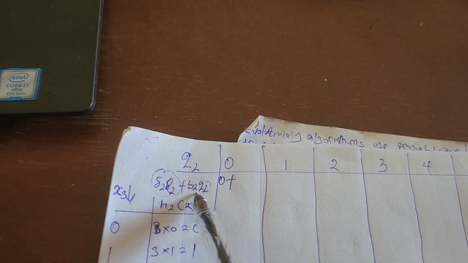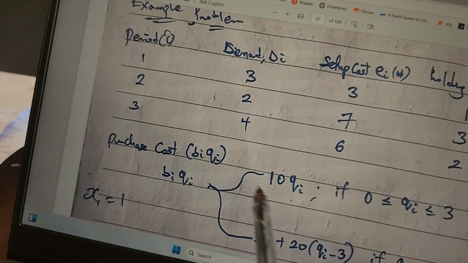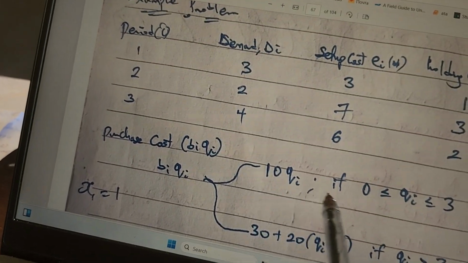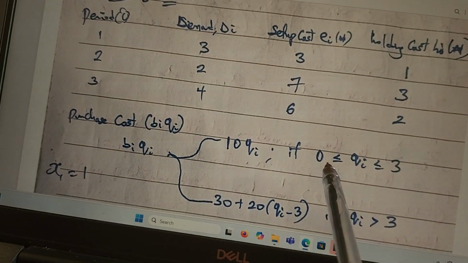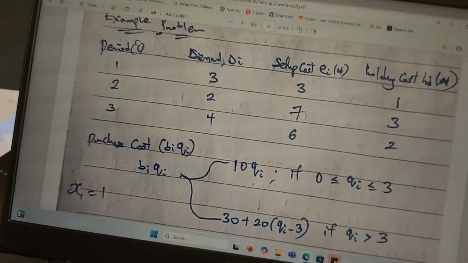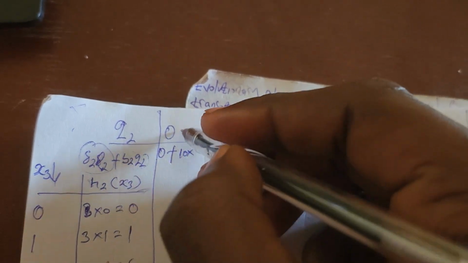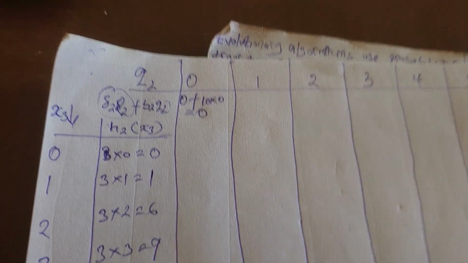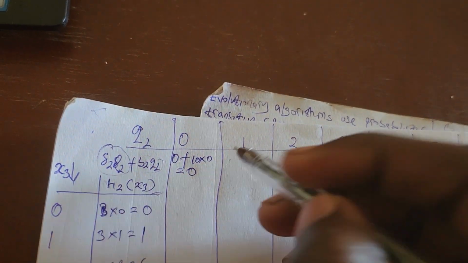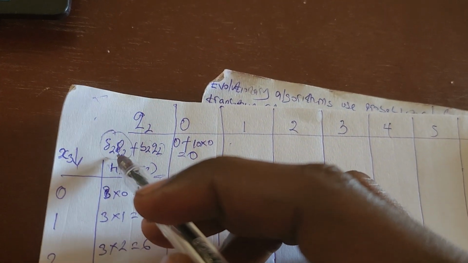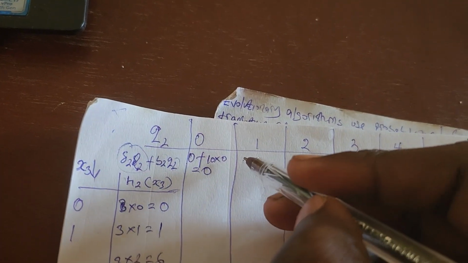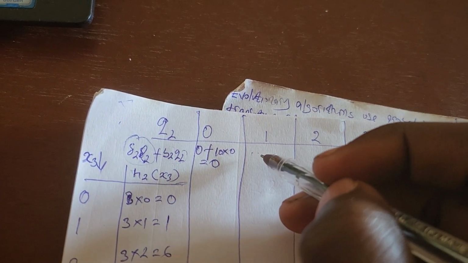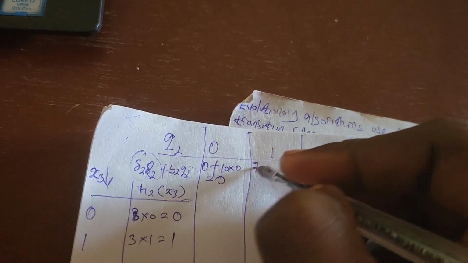And from our purchase cost, based on what was given us in the question, our purchase cost will be 10Q if our Q is between 0 and 3. So if you have to populate the 10Q here, that is 10 multiplied by Q. Our Q here was 0, so automatically everything here will be 0. For the next one, our setup cost is 7 because our Q is greater than 0. So this one will be 7 plus.